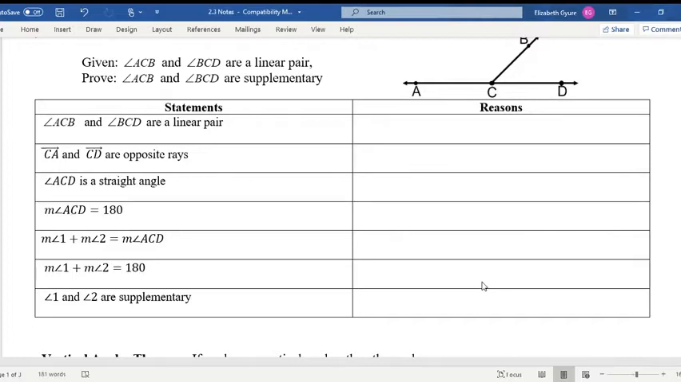Now, when you do a proof, your reasons are either definitions, theorems, postulates, or properties. And guess what we all have a sheet of now? All of those. So you have all of your possible reasons on this vocab sheet. So we're going to use our context clues and look through this. So first thing, angle ACB and BCD are a linear pair. What's your first reason all the time, no matter what?